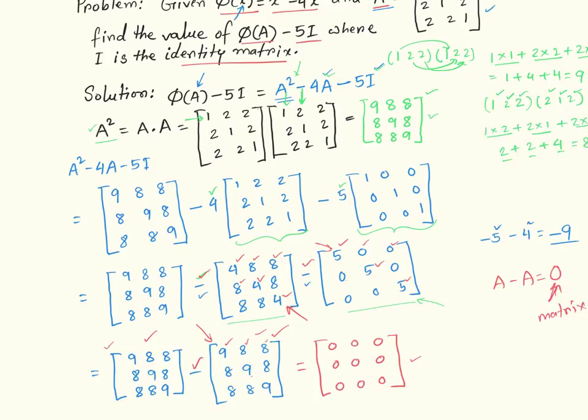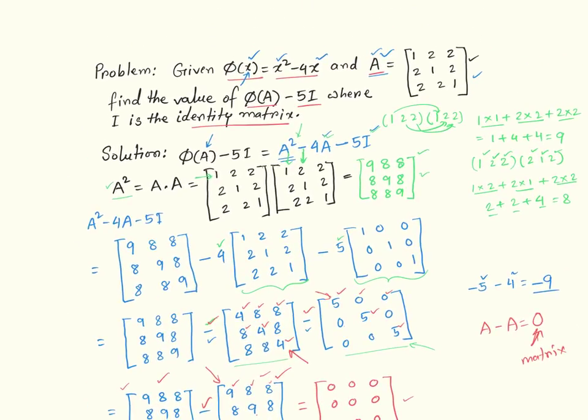So we were given the following. We are given a function phi of x is equal to x square minus 4x, and we are given a matrix A is equal to this. We need to evaluate or find the value of phi of A minus 5I. Phi of A, just by applying the definition, we get A square minus 4A minus 5I. Okay, then minus 5I is this minus 5I. Now this one comes from the definition of phi of x.